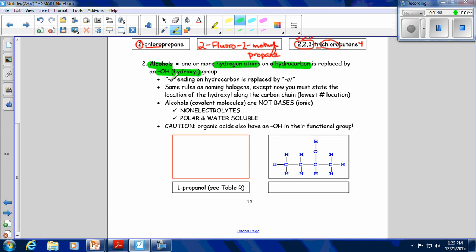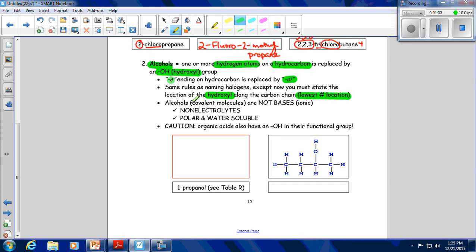We're going to have the E ending in the hydrocarbon name replaced with an OL, which is going to represent an alcohol, and its particular location. Same rules as naming halogens like we did in the previous podcast, except now you must state the location of the hydroxyl, the OH group, along the carbon chain. And once again, we're going to go with the lowest number location.